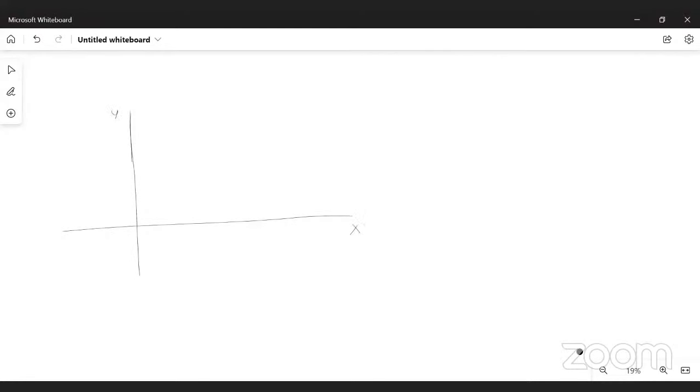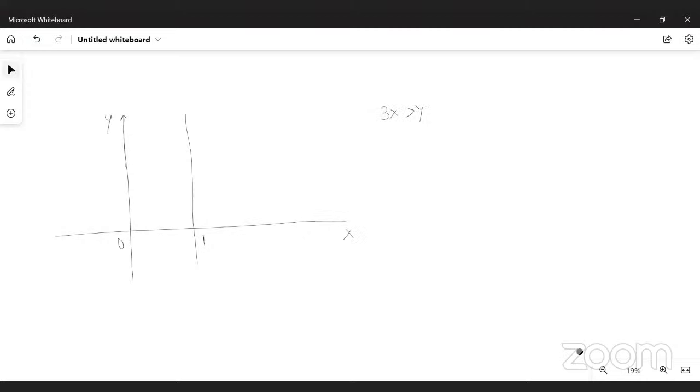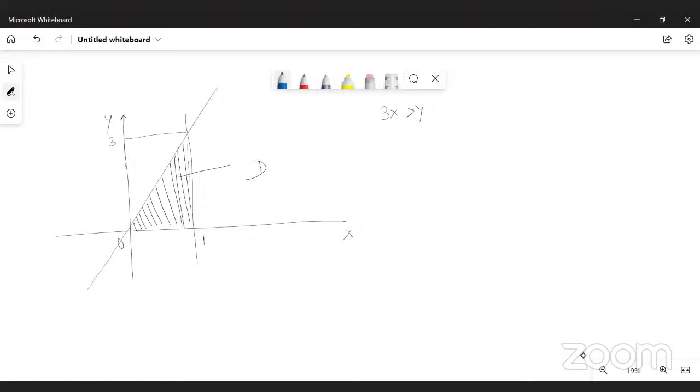So x, y, we had x lying between 0 to 1, y greater than 0. Then we had 3x to be greater than y. This is our 3. So we had this region. So this was our D, and then we draw some other line.